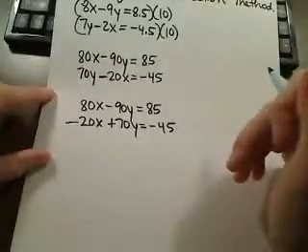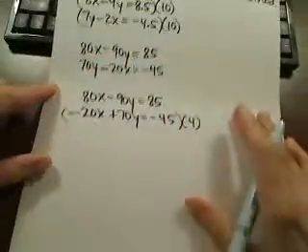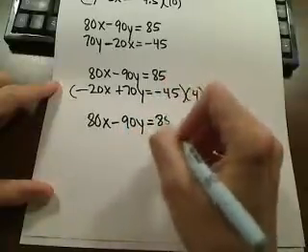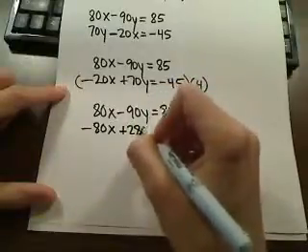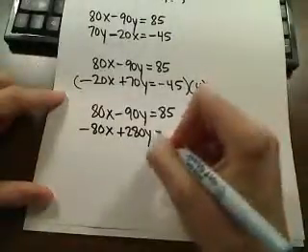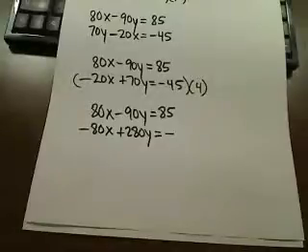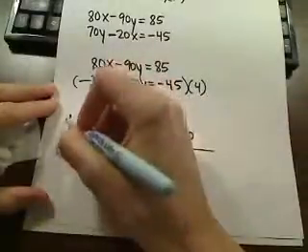All right, so let's go ahead and multiply this second equation by 4. So we have negative 80x and positive 280y, because remember you need to distribute this 4 through the whole equation. And then this is equal to a negative 180. Okay, so we can go ahead and add now.